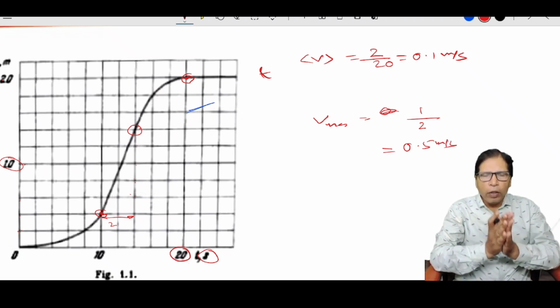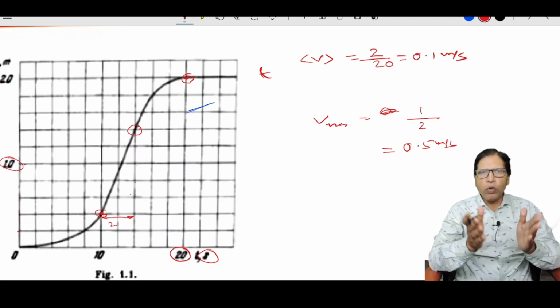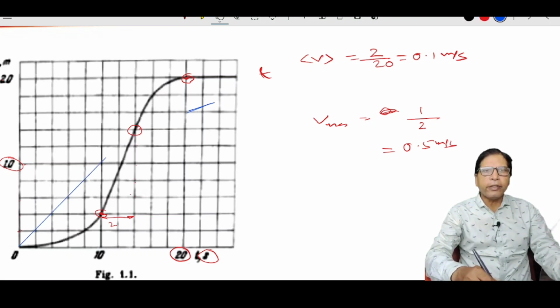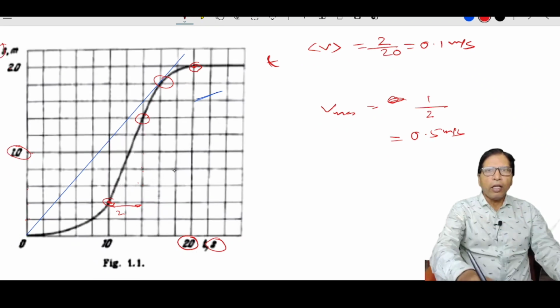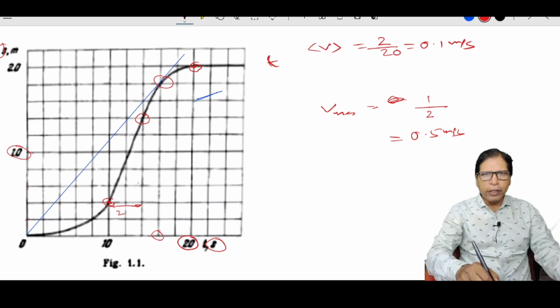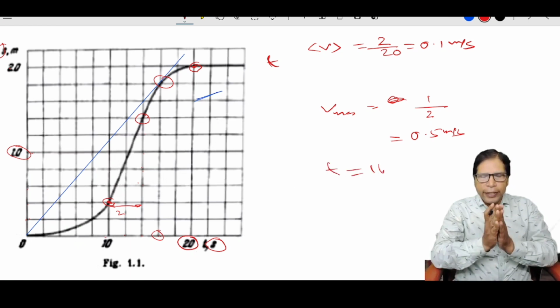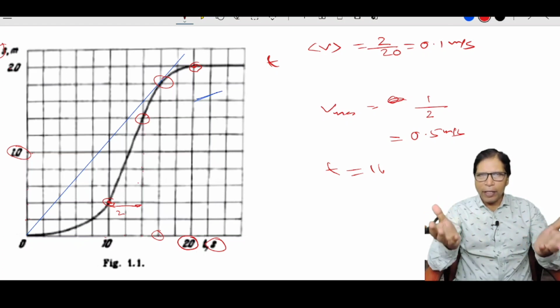Now we have to calculate the time at which the instantaneous velocity is equal to the average velocity. Look at this graph, this is the tangent touching this point. At this point, the instantaneous velocity is equal to the average velocity. The time corresponding to this point: this is 10, this is 12, this is 14, this is 16. So at t equal to 16 second, the instantaneous velocity is equal to the average velocity.